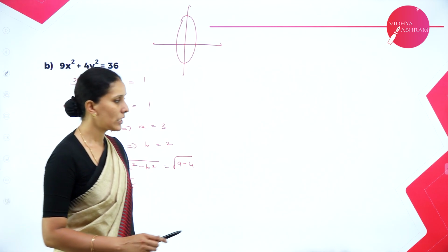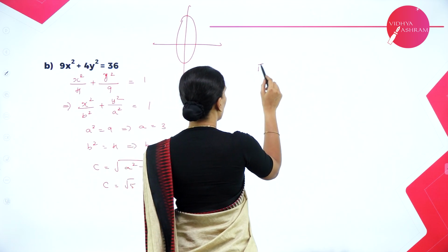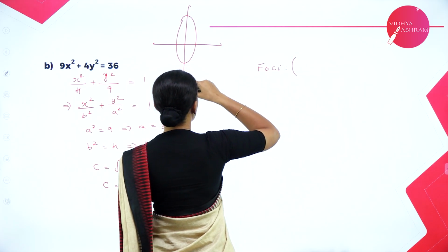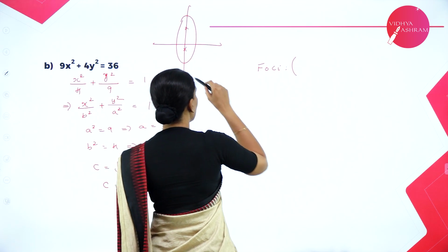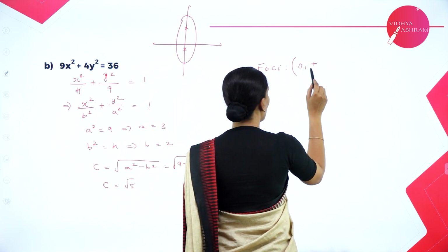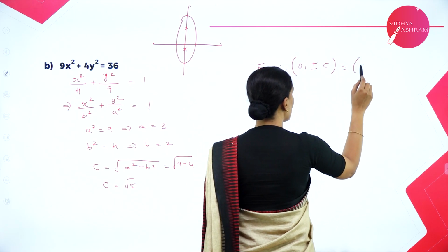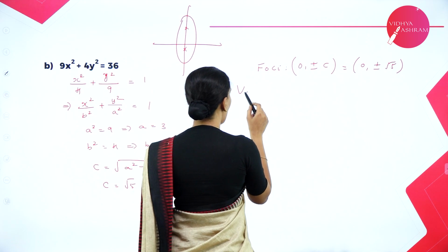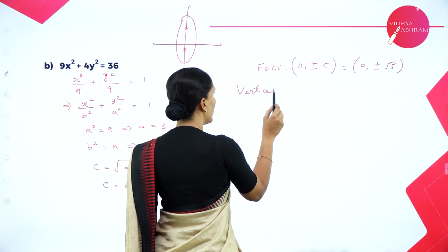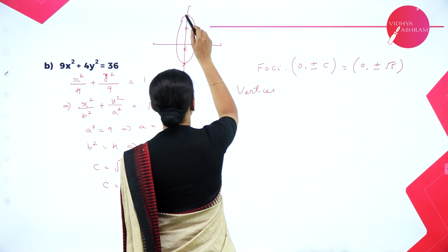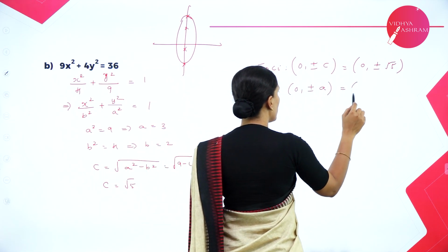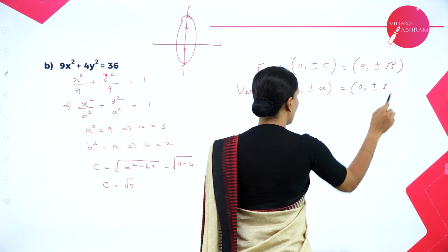Now, let us write the properties. First one is the foci. Since it is a vertical ellipse, the foci takes the value of 0, plus or minus c. So, therefore, this is 0, plus or minus root 5. Next, we have vertices. So, vertices is along y-axis. So, therefore, it is 0, plus or minus a, which is 0, plus or minus 3.